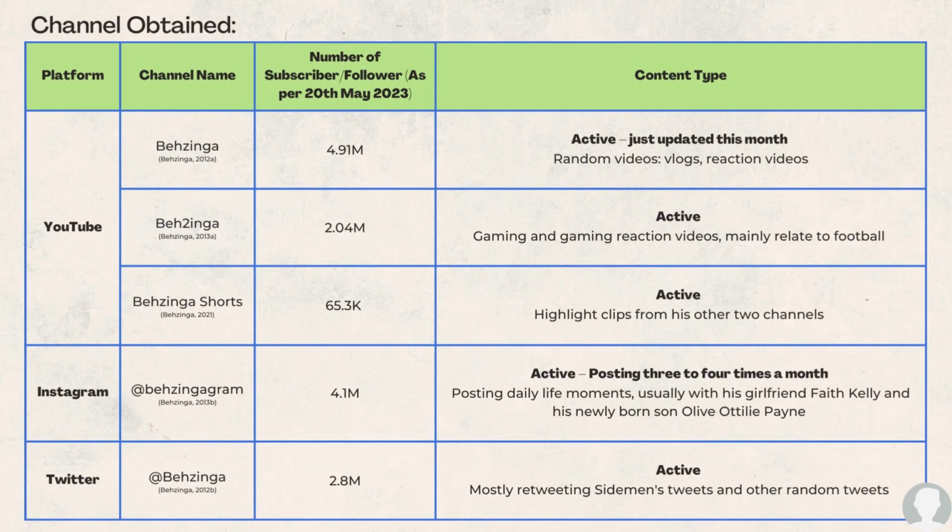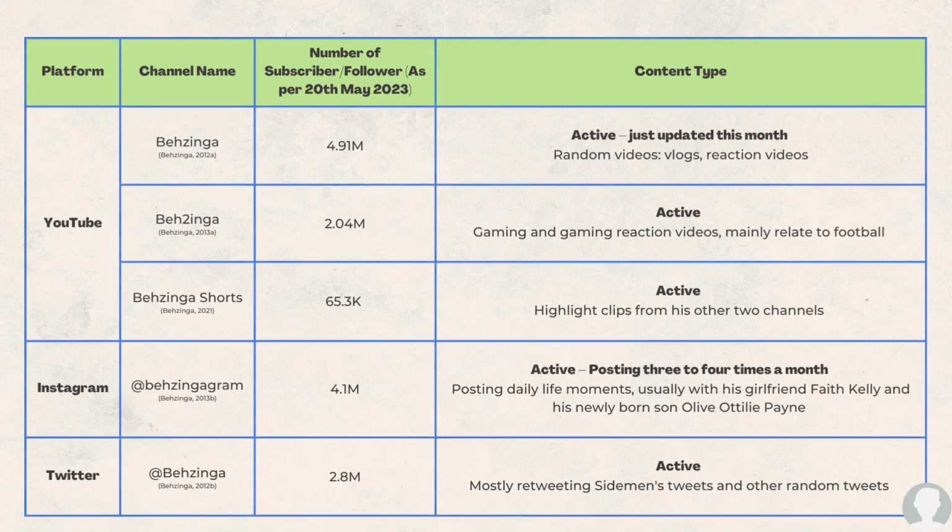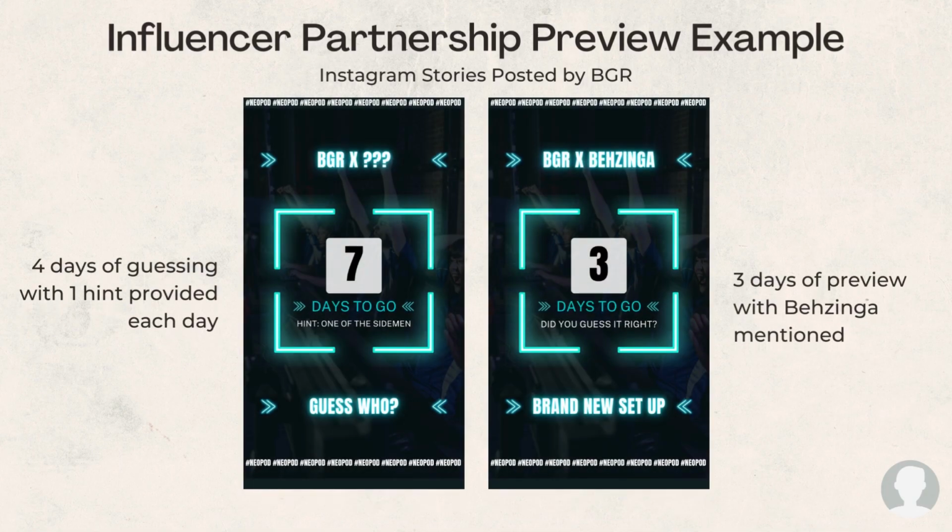Bazinga is a mega influencer on YouTube and social media such as Instagram and Twitter. The number of subscribers and followers are shown on this slide. You can see that most of his channels and online platforms have over 2 million followers. If we collaborate with him, we may gain instant online buzz from his audience. Once the partnership is confirmed, Bucks Garden Rooms will need to create influencer partnership preview stories on Instagram before Bazinga's video publishes. These are examples of how the previews can look.